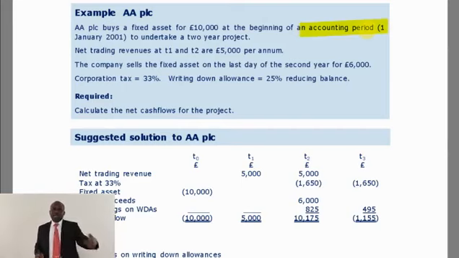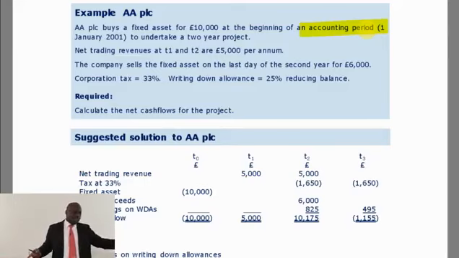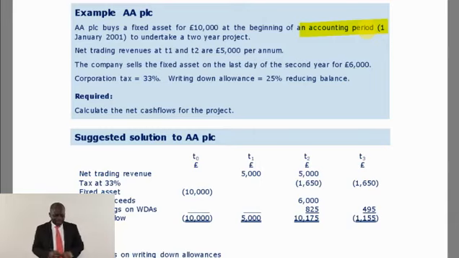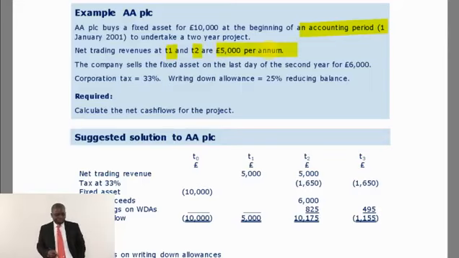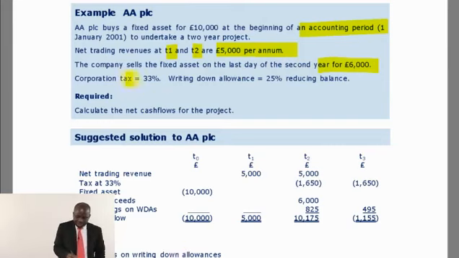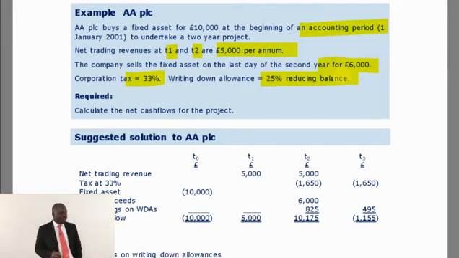So it will take me 1 year from the time the asset was bought to the time the account will be prepared. Therefore, capital allowance will go to that particular account in a year's time. So we have to start claiming from year 1. Okay, net trading revenues at T1, T2 are $5,000 per annum. The company sells the fixed asset on the last day of the 2nd year for $6,000. Corporation tax is 33%. Written down allowance is 25%.